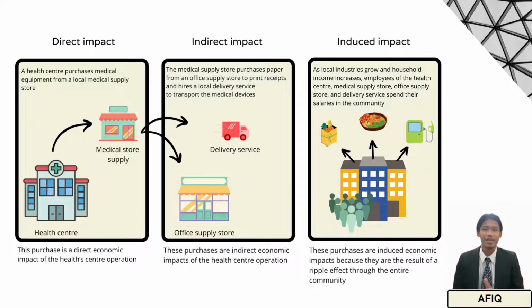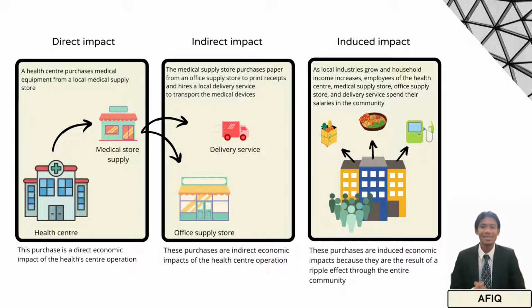Next is indirect economic impact. The indirect impact would include the employment and income generated through secondary source. The medical supply store purchases paper from an office supply store to print receipts and hires a local delivery service to transport the medical device. So these purchases are indirect economic impact of the health center operation.